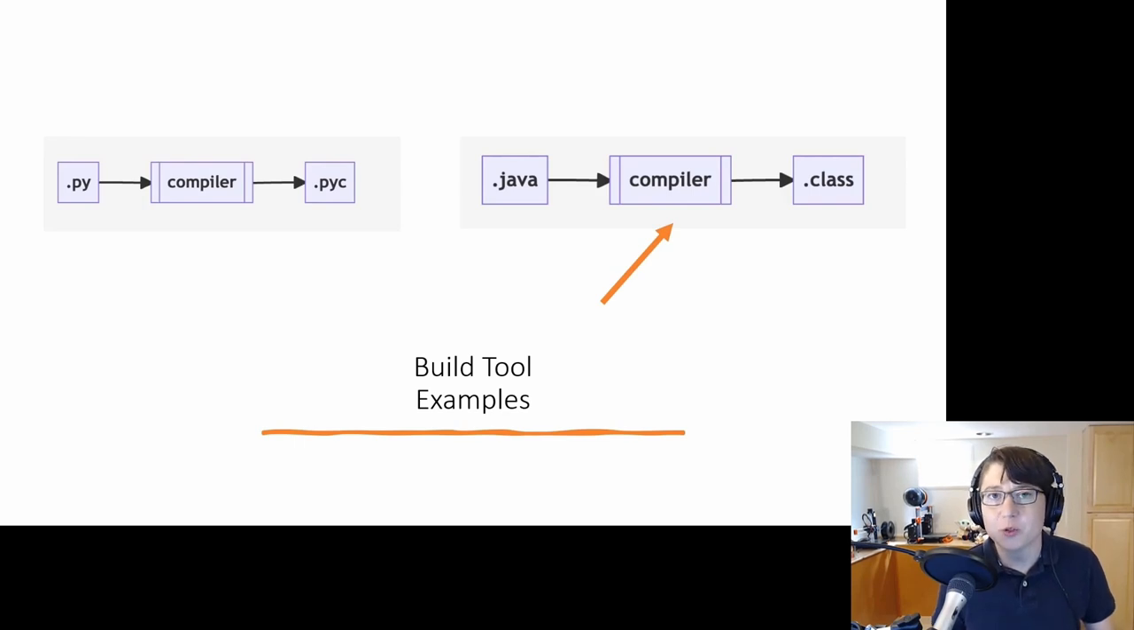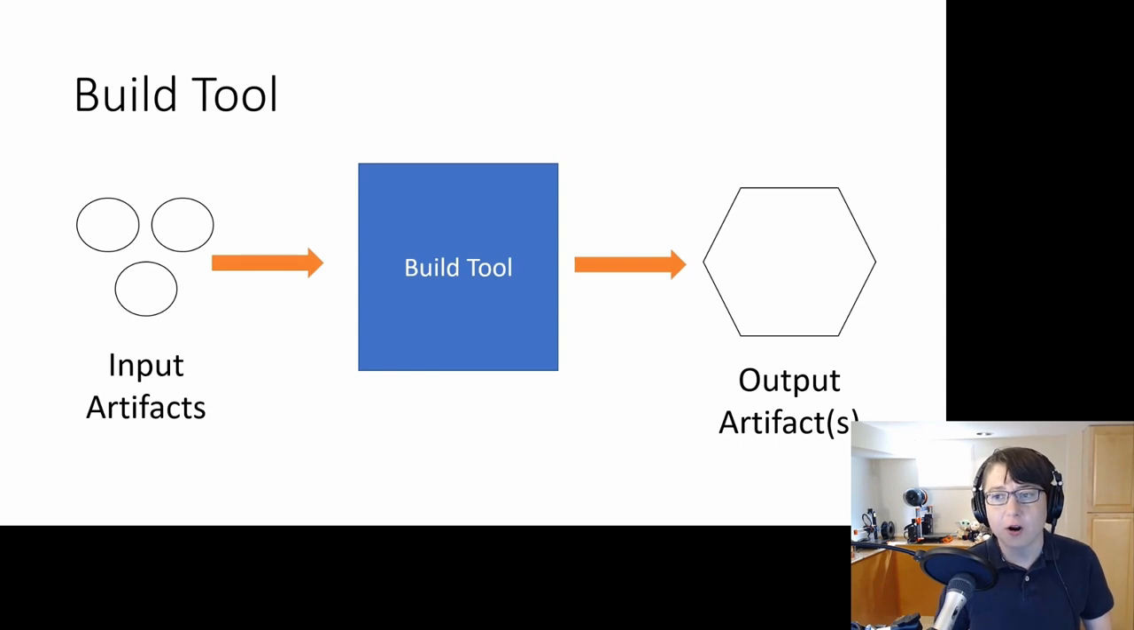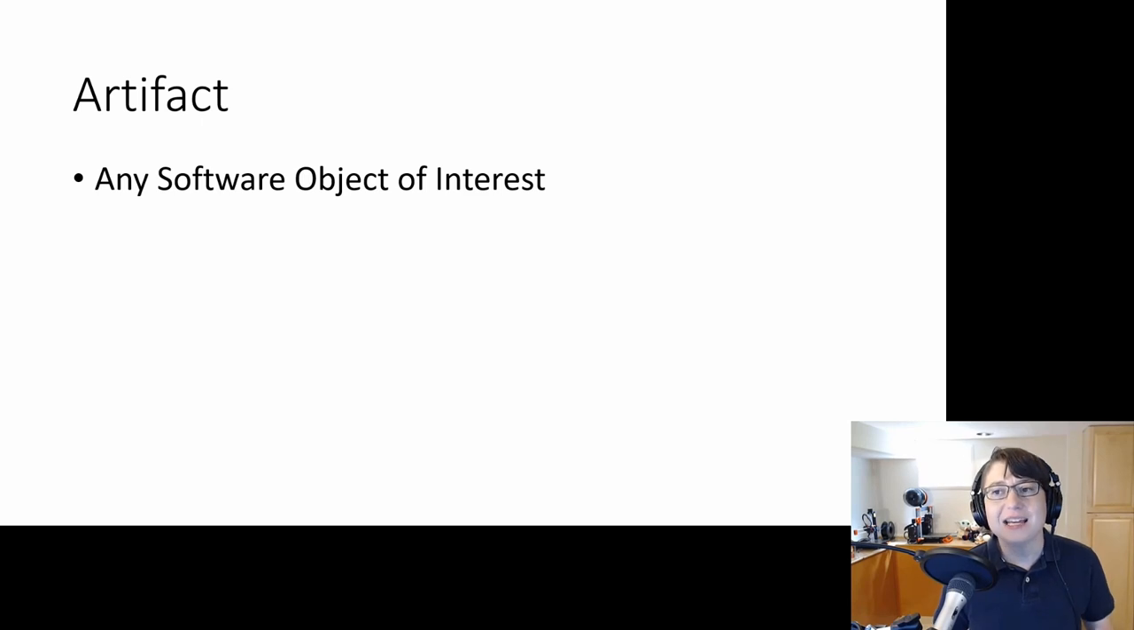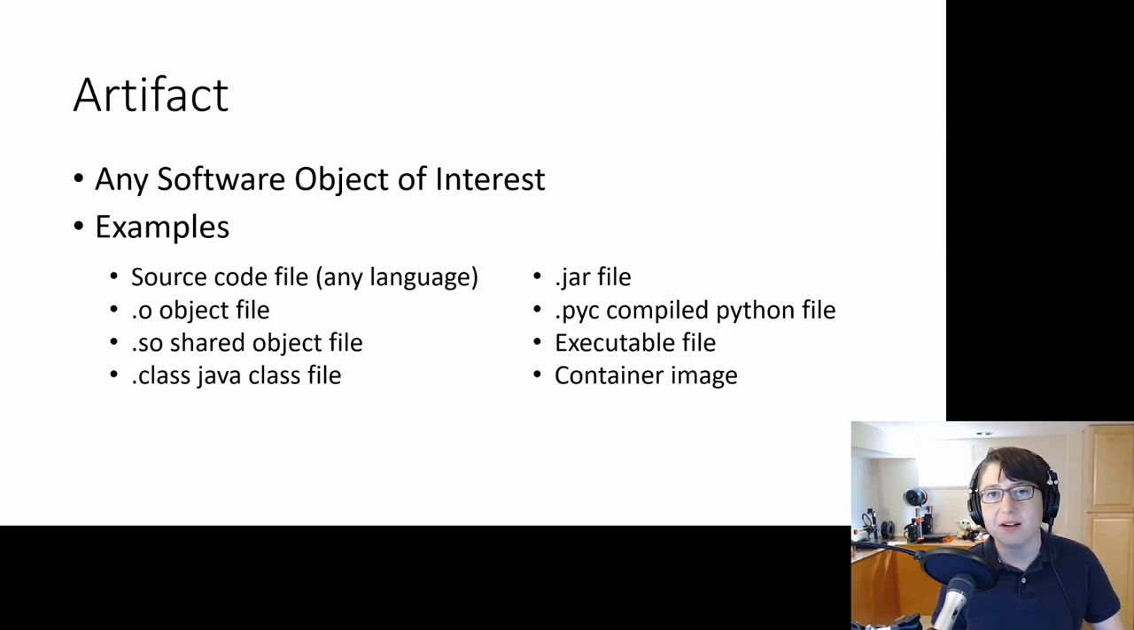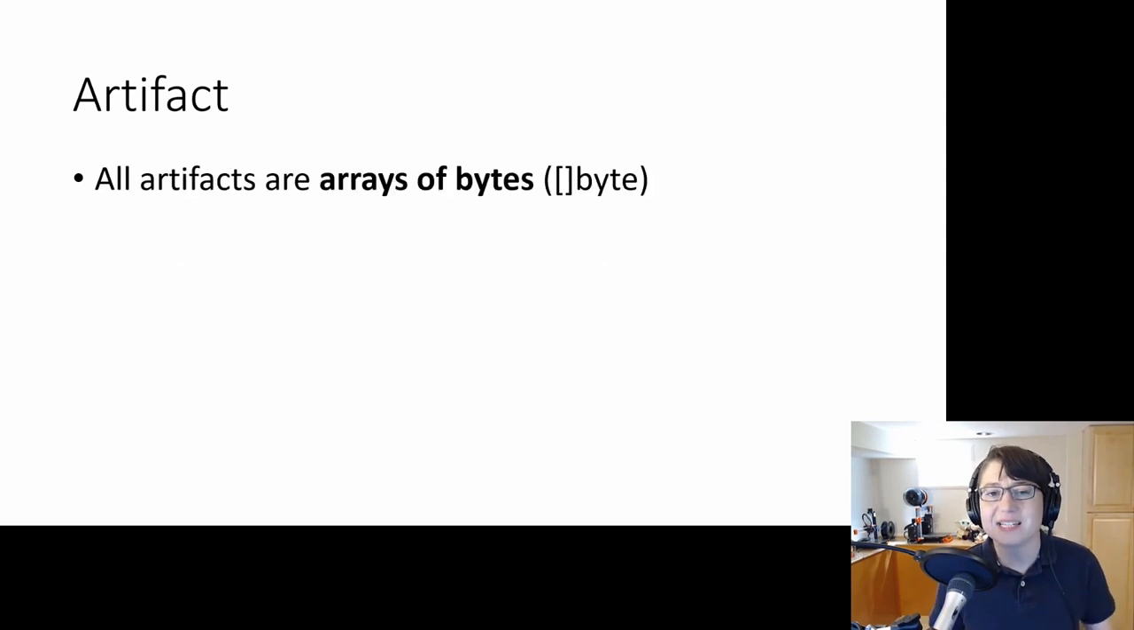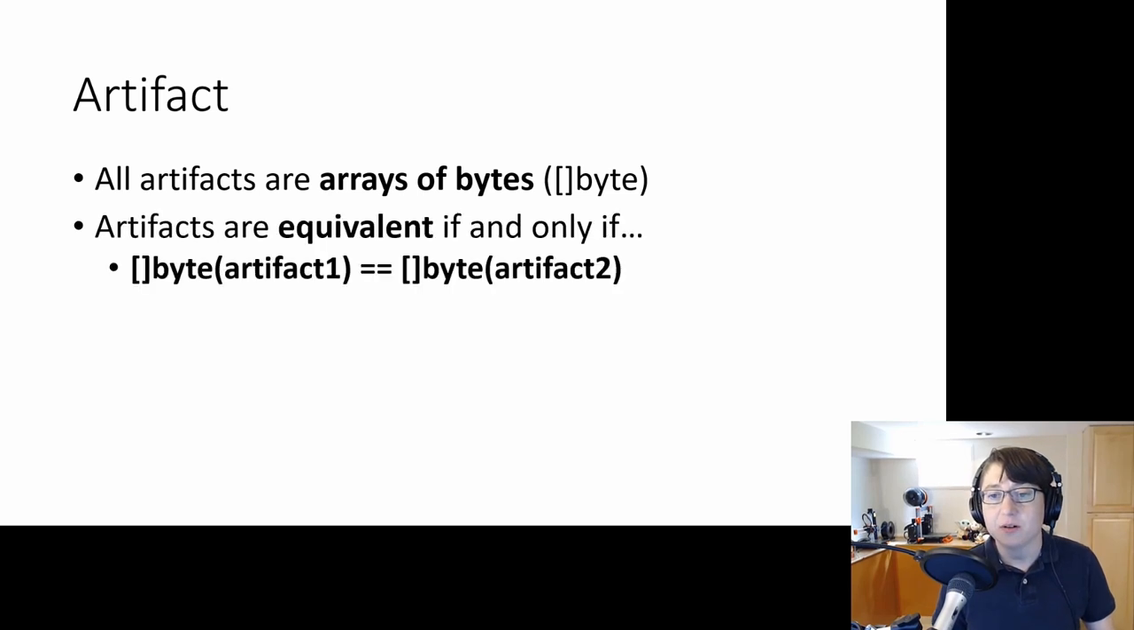What all these types of build tools have in common is the ability to take input artifacts and generate derived output artifacts. And when I say artifact in this context, I mean any software object of interest. This includes source code files, object files, executables, container images, and more. There are so many different types of artifacts that can be created, transformed, and consumed by software. What they all have in common is that they are all arrays of bytes. And in GitBOM's view, two artifacts are equivalent if and only if those arrays of bytes are equivalent.